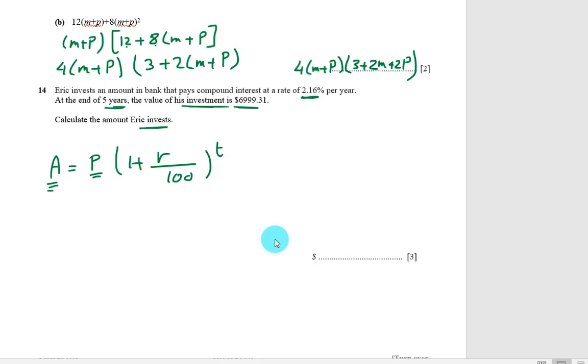So the final money that he has, which is A, 6,999.31, this is the final amount of money, will equal the present value, I don't know the present value, times 1 plus the interest rate, 2.16 divided by 100. All of it to the power 5, which is the 5 years. The time is 5 years. Let us go ahead and find the answer.